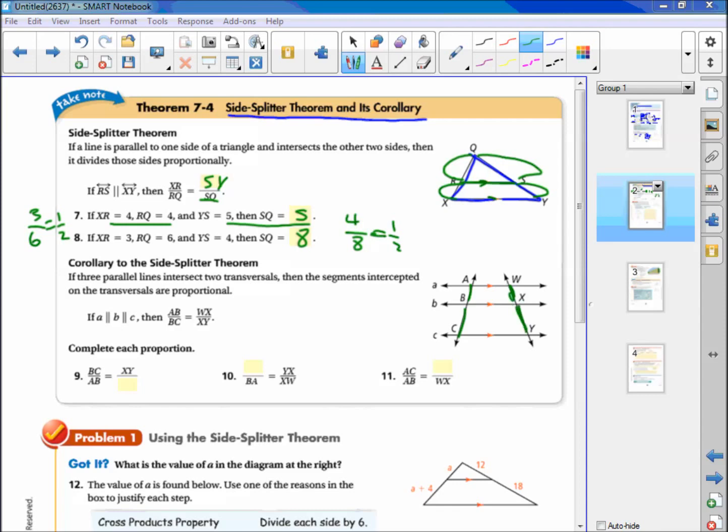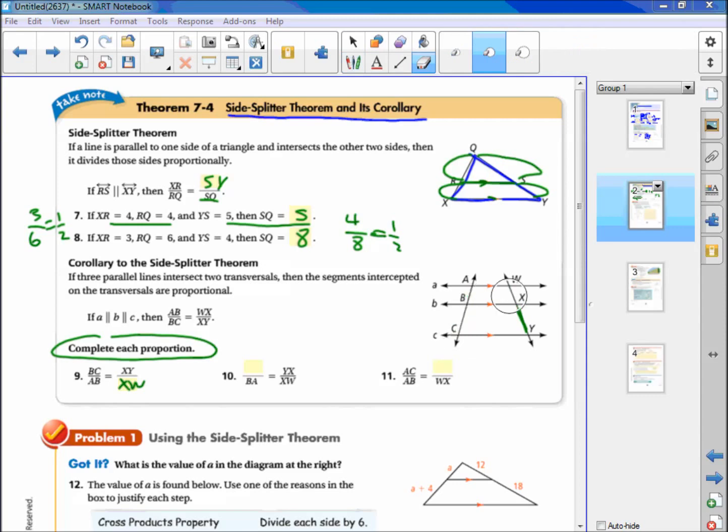Okay. So it also works using double ones, like AC and AB would be the same as WY and WX. So we have to complete some proportions down here based upon that side splitter corollary. So BC is over here, and AB is the little one up top, and we just talked about that one. So XY, and then the little one up top would be XW.